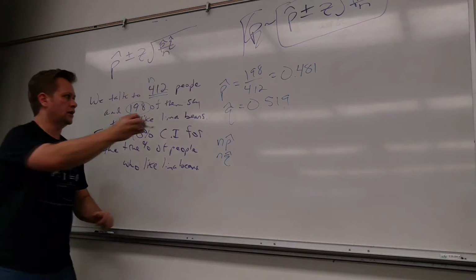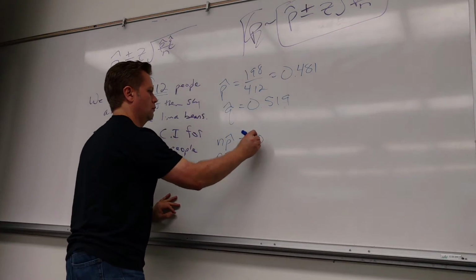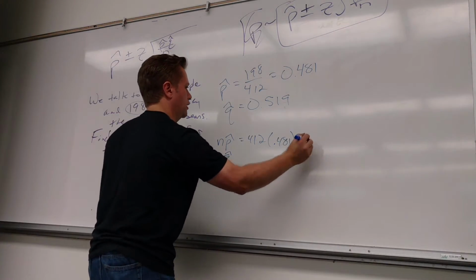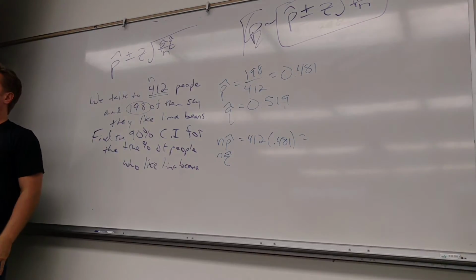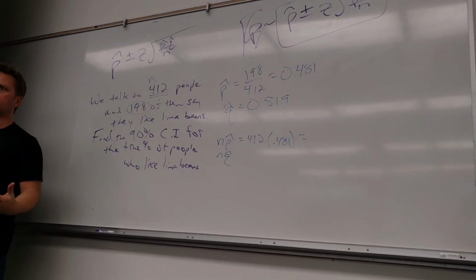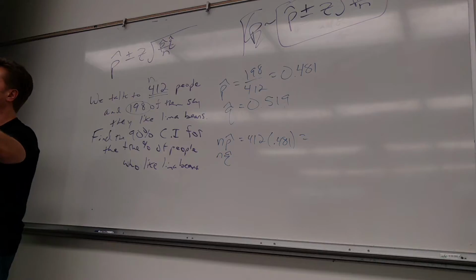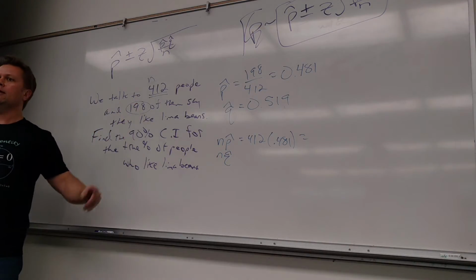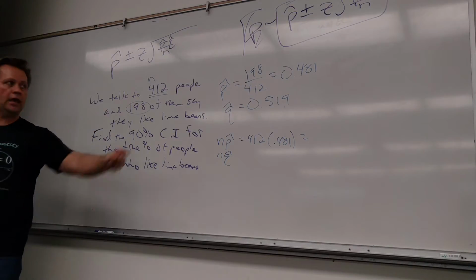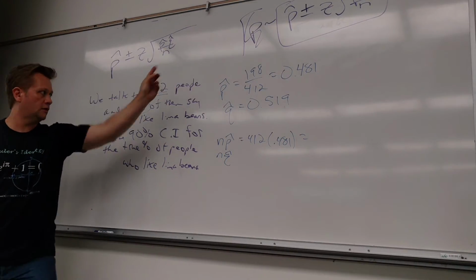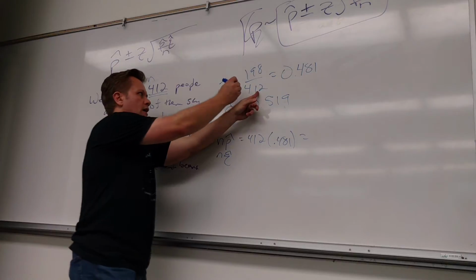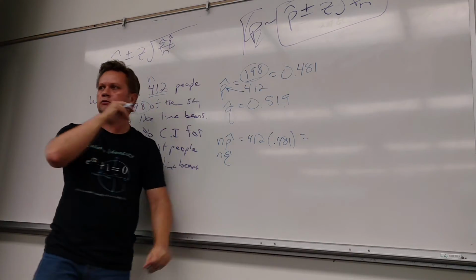If you don't see what I'm saying, take 412, multiply that by 0.481. What do you get? Roughly 198, right, if you don't believe me. So you can always do that work. Some of you guys hopefully will realize the number they gave you is the n p hat. That's how I made p hat, by dividing that number by n. So what's n times p hat? It's going to be that.